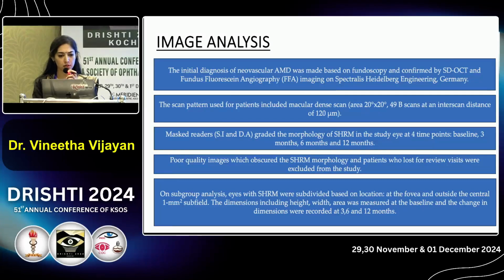The image analysis was done. The initial diagnosis of NAMD was made using the Spectralis Heidelberg OCT and FFA imaging, and the scan pattern included the macular dense scans, and poor quality images that obscured the SHRM morphology were excluded from the study. A subgroup analysis of the SHRM was done based on the location of the SHRM at the fovea or outside the central 1 millimeter subfield. The dimensions that were included were the height, width, and area, measured at baseline, and the changes were recorded at 3 months, 6 months, and 12 months post the anti-VEGF therapy.